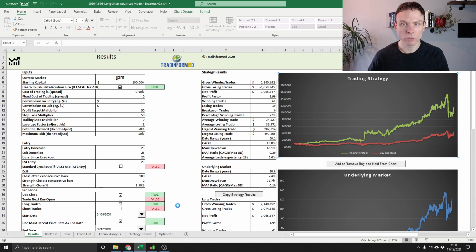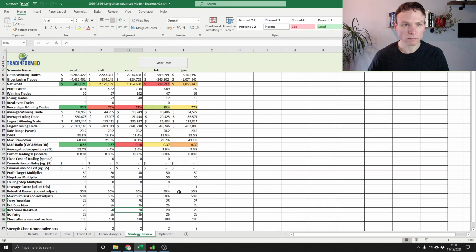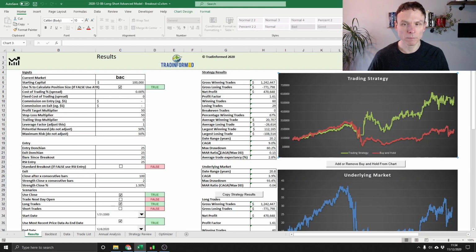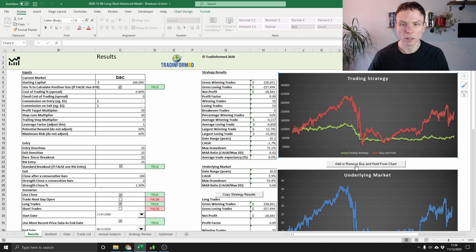Click and copy strategy results. And here we go. Now we've got a few different tech stocks, conglomerate, bank. What do we want to have a look at next? Let's have a look at another bank, slightly lesser performing one, Bank of America. Just going to choose it from my selection I've got here. You're not limited to this selection. This is just what I have chosen.